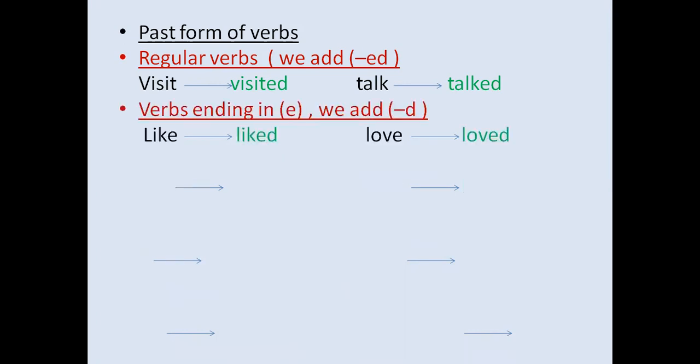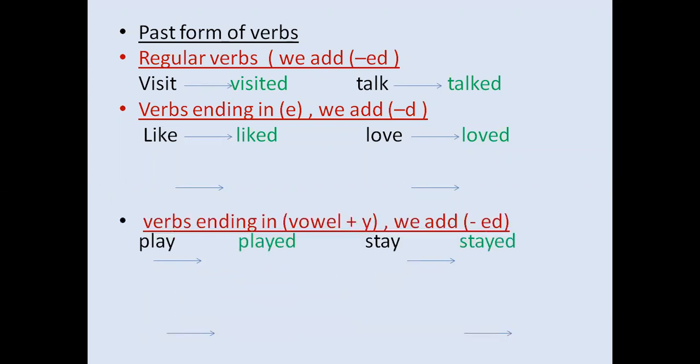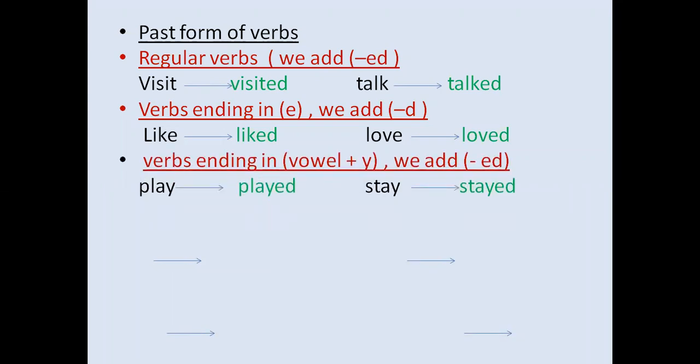Number 2, verbs ending in e, we add d in past simple. So like the verb like, we changed it into liked. Love, loved. Number 3, verbs ending in vowel plus y, we add ed in past simple tense. So, such as play, played, stay, stayed.